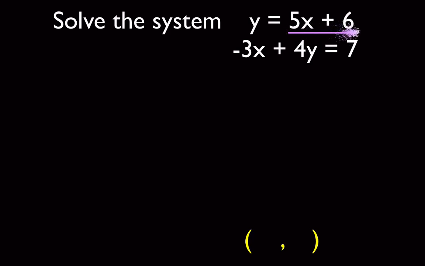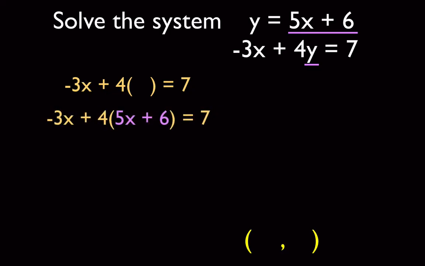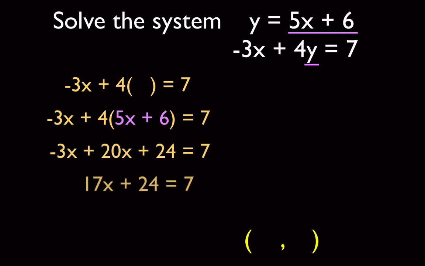Okay, so first thing I do, identify what's going to get plugged in. It's going to be 5x plus 6. Why? Because the y is by itself. Where am I going to substitute it? It's very important. I'm substituting in for the letter y. The letter that's by itself is what gets replaced. So then I rewrite my equation. Notice I replaced it with empty parentheses, substituted it in, distributive property, combining like terms, 20 minus 3, subtracting 24 from both sides, and dividing by 17.